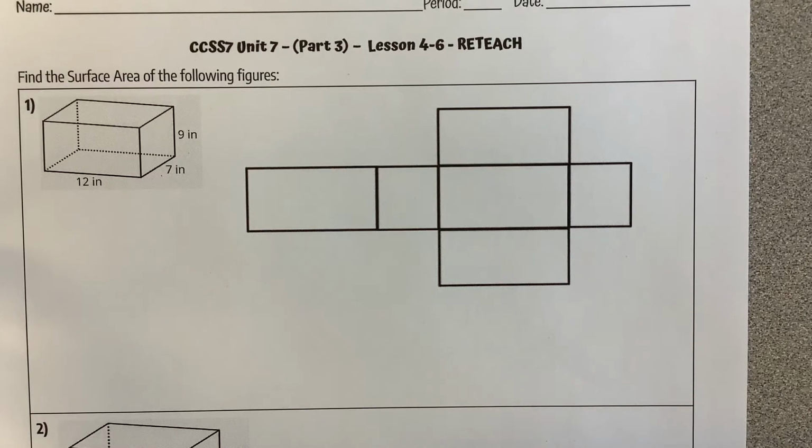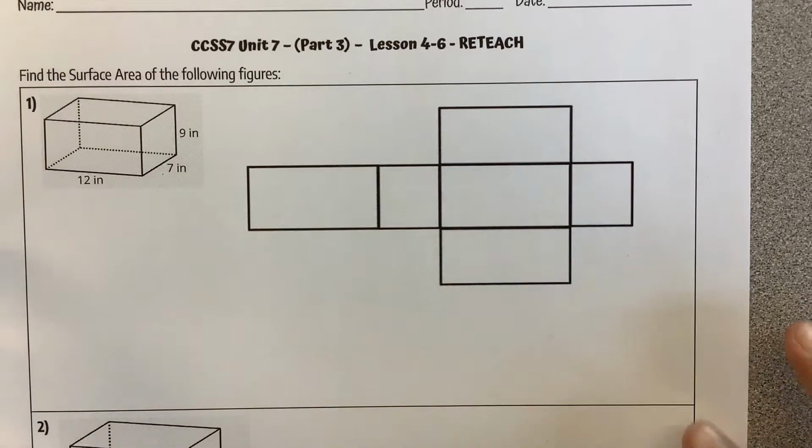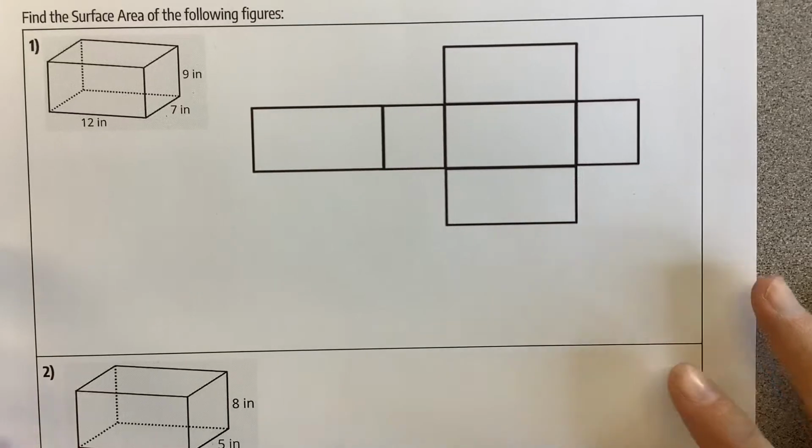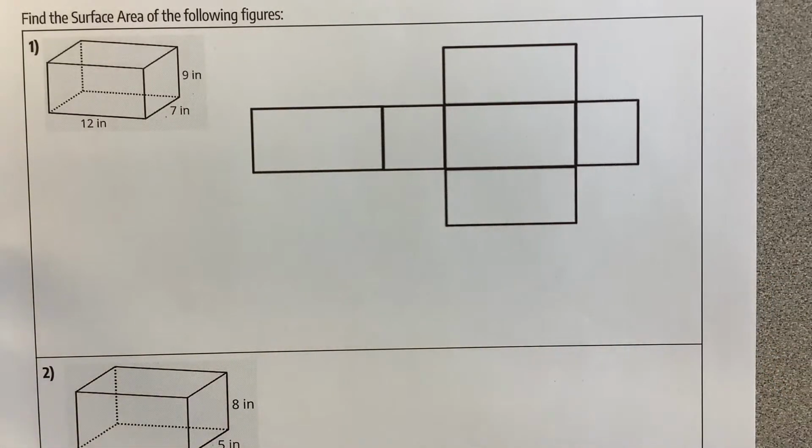Today we're going to look at RETEACH for surface area of different three-dimensional shapes. And we're going to break it down by doing a net surface area and then without the net for each of these. So first we are looking at a rectangular prism.